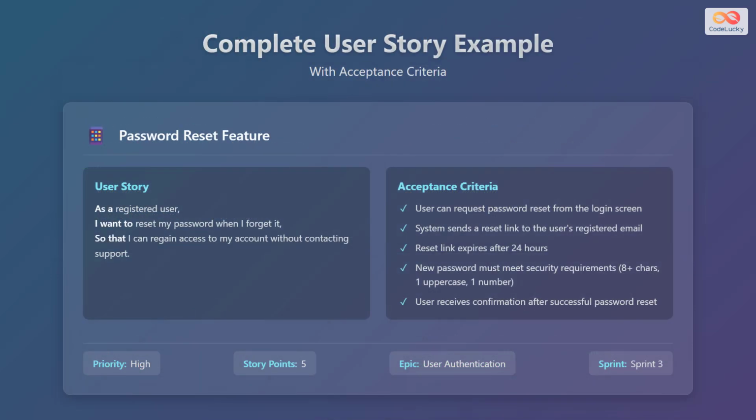Here's a complete user story example for a password reset feature. The user story is, as a registered user, I want to reset my password when I forget it, so that I can regain access to my account without contacting support. The acceptance criteria include: user can request a password reset from the login screen. System sends a reset link to the user's registered email. Reset link expires after 24 hours. New password must meet security requirements. And user receives confirmation after successful password reset. Further details would include: priority is high, story points is 5, epic is user authentication, and sprint is sprint 3.